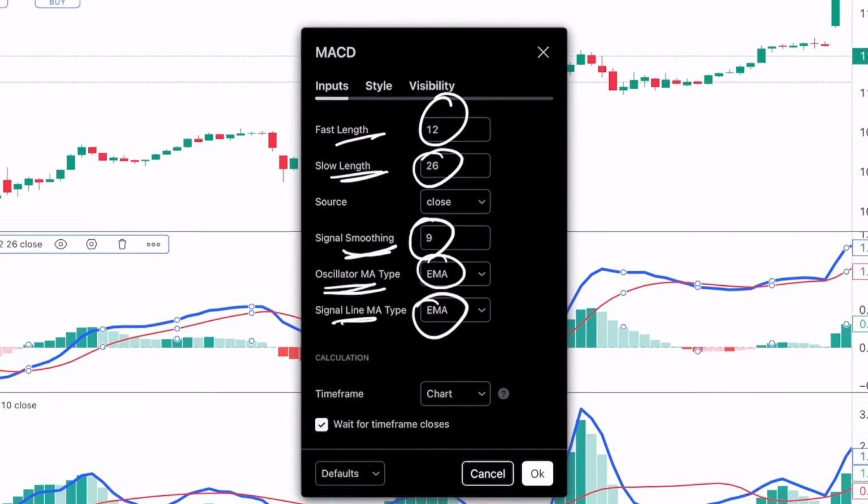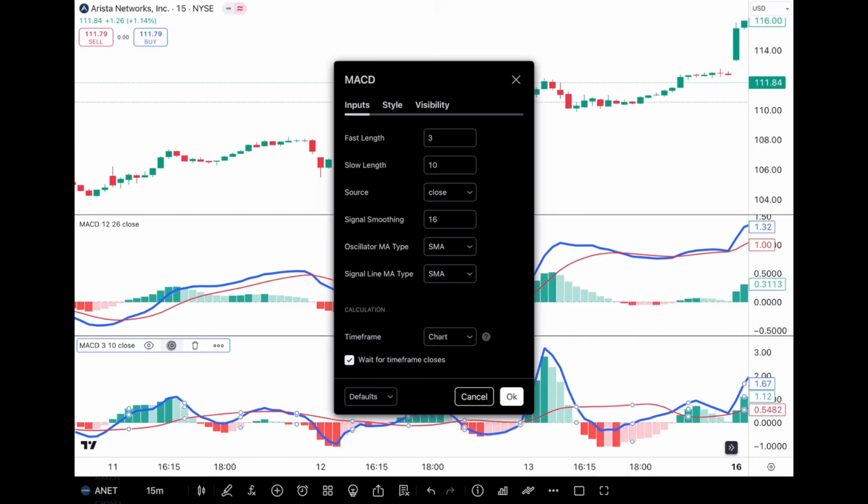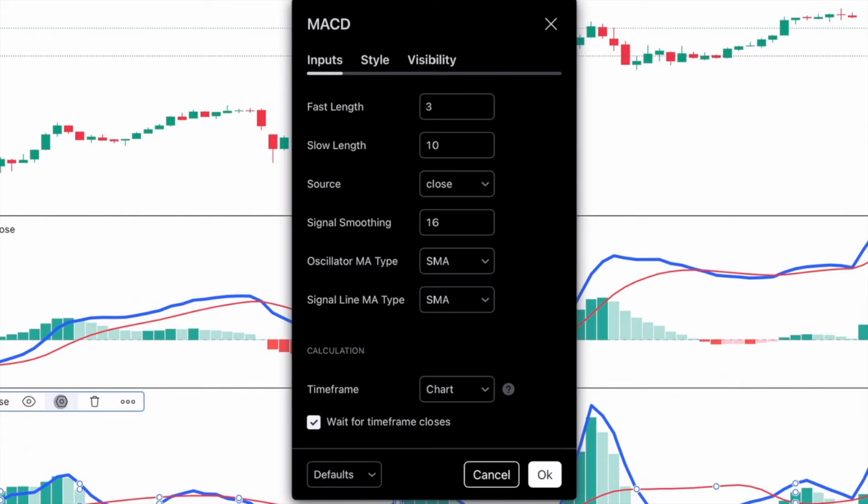Now let's see how we can change the settings of MACD indicator to convert this into a 310 oscillator. First, we will shorten the fast length to just 3 and the slow length to 10, making the indicator much more responsive to price action. What this basically means is that for fast length the price will be taking average of 3 periods, whereas for slow length it will be limiting itself to only 10 periods.